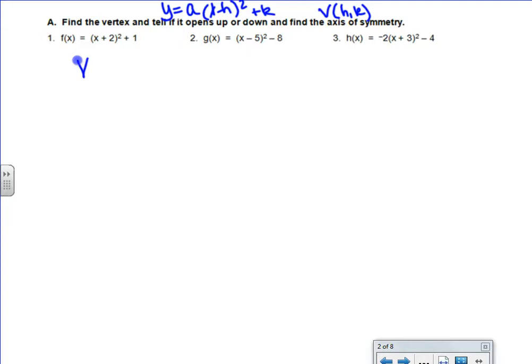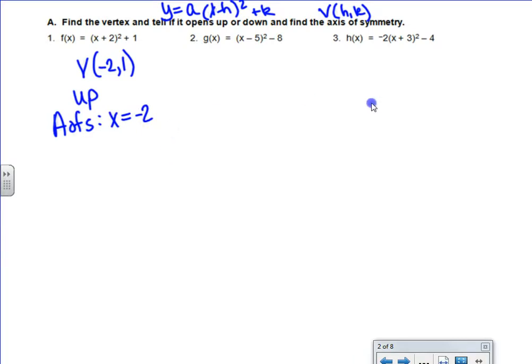So for here, the vertex is located at -2, +1, because remember in the formula it's x minus h, so when it says x plus 2, that's really x minus a -2. And then, does it open up or down? That has to do with the value of a. If a is positive, it opens up, so in this case we have an up opening parabola, and if it's negative it opens down, and then the axis of symmetry is the line that would cut this parabola in half.